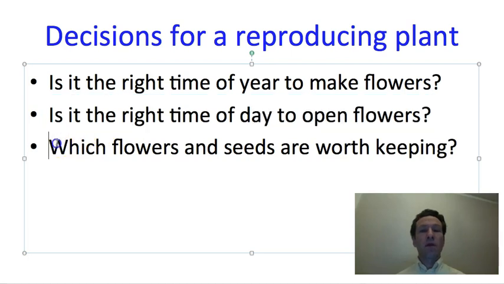And another decision, after a plant has flowered, some of those flowers will have been successfully pollinated and some of the ovules will have been fertilized, but some might not have been fertilized, or some might be fertilized by bad pollen. So the plant needs to evaluate which flowers and seeds are worth keeping and which ones are not worth the investment and should just be aborted and dropped.